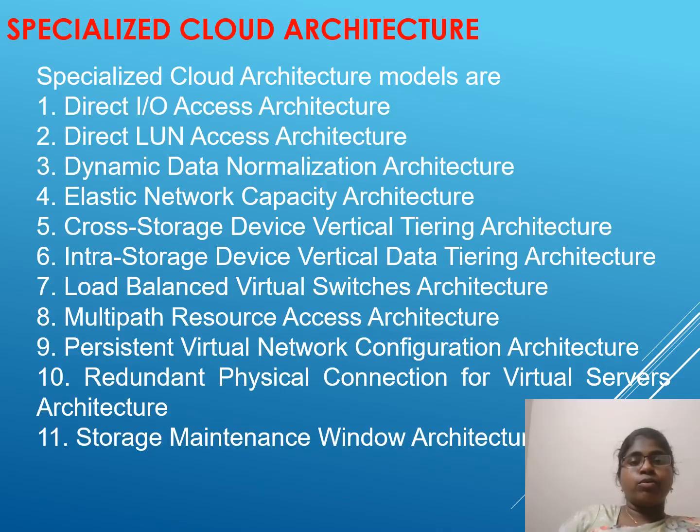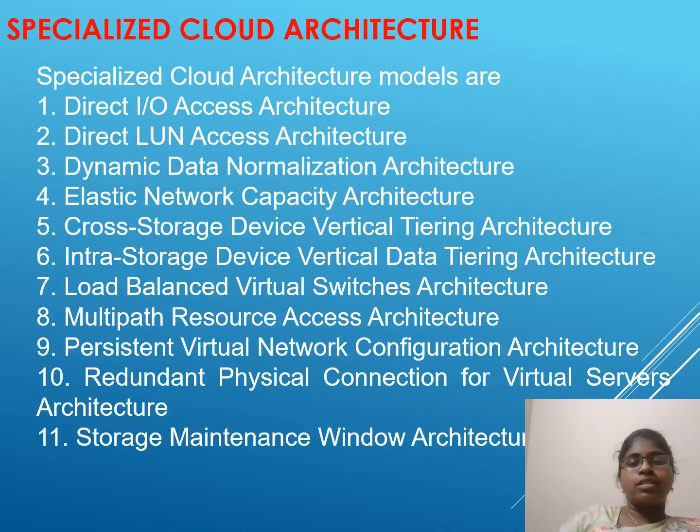First one is the direct input output access architecture. What is direct input output access architecture? A direct input output architecture allows the virtual machines to directly access hardware for faster performance. Next one is the direct LUN access architecture. It lets VMware directly access storage in the logical unit number for efficient data usage. Next one is the dynamic data normalization architecture. It ensures data is stored and retrieved in a consistent format.